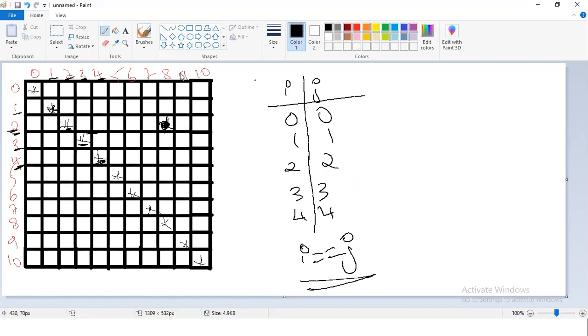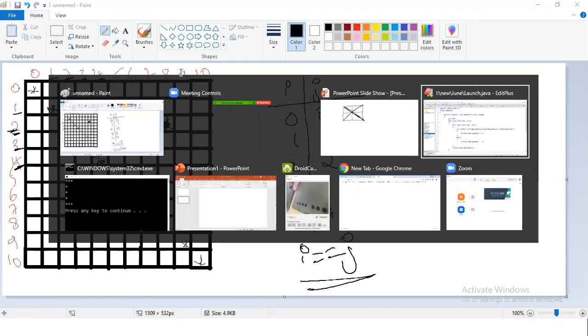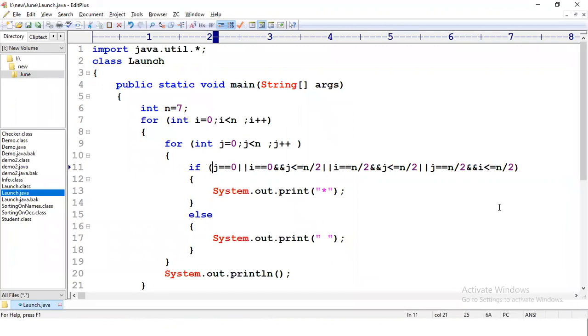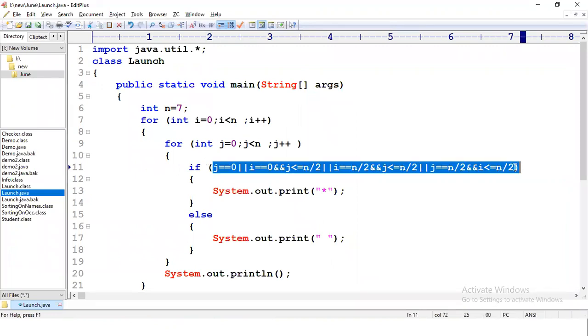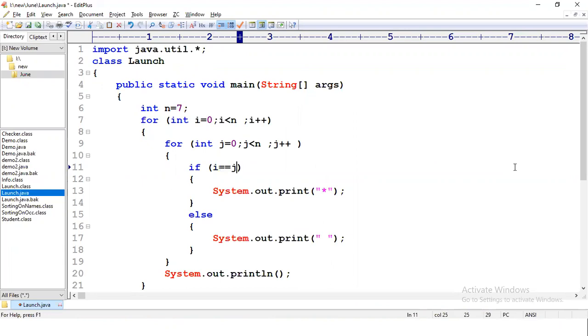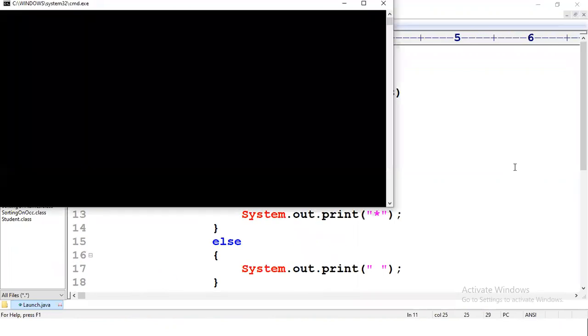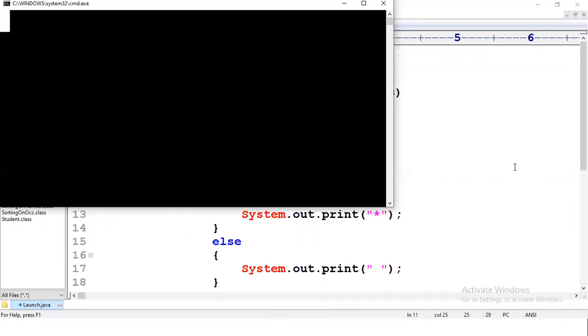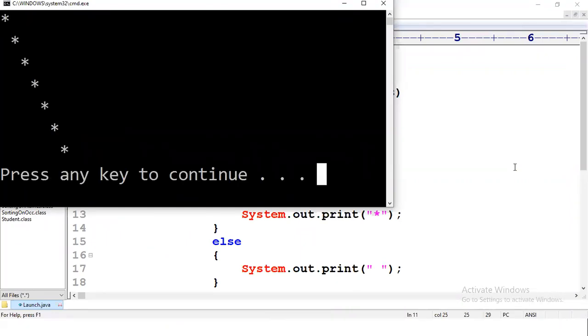So I'll go back and erase all of these things and tell here in this condition: if I is equal to J, then only you print the star. So watch here. If I compile and execute, only where I is equal to J am I printing a star. So I hope you have got that line equation, right? Okay. So next, let's see the next one.